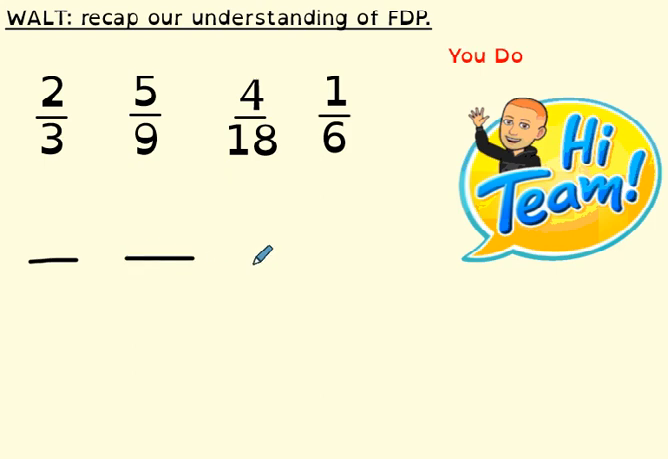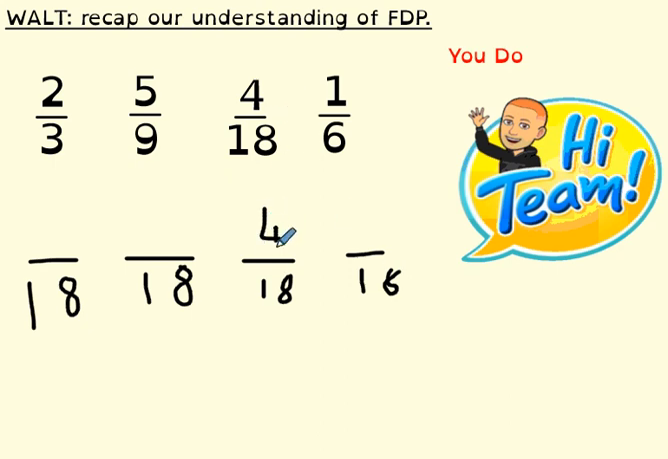Okay then, the answers for this one here. The common denominator this time, hopefully you identified, was 18, because all the other denominators are factors of 18. I can times them by something to get to 18. 4/18 is the same because I times them both by 1. 3 times 6 gets me to 18. So 2 times 6 would get me to 12. 9 times 2 gets me to 18. So I times my numerator by 2, which gets me to 10.